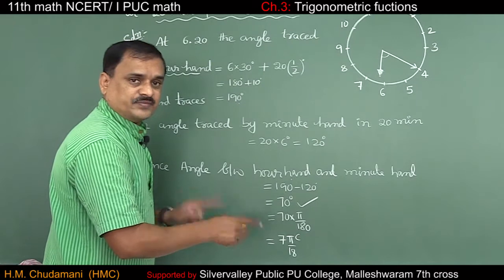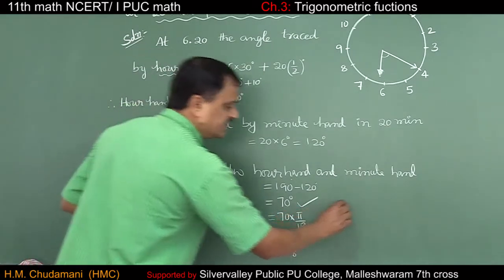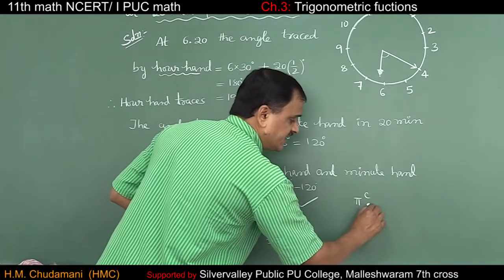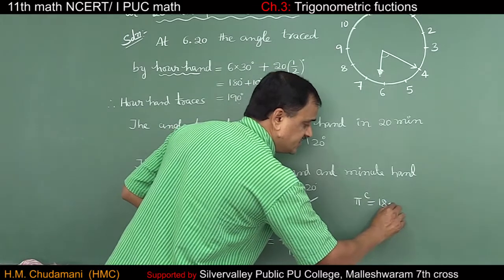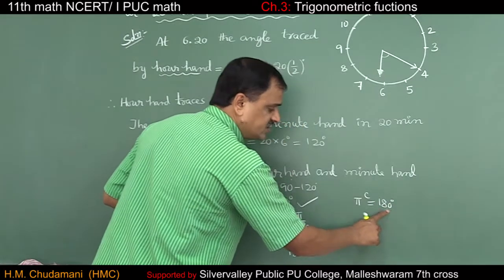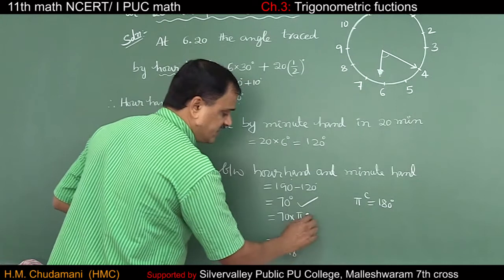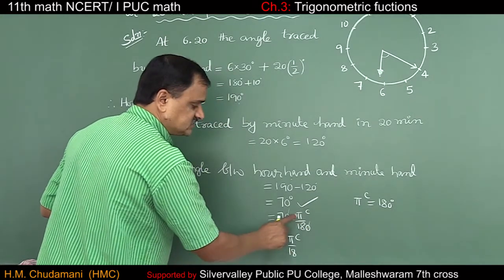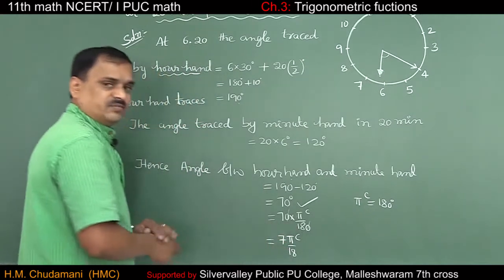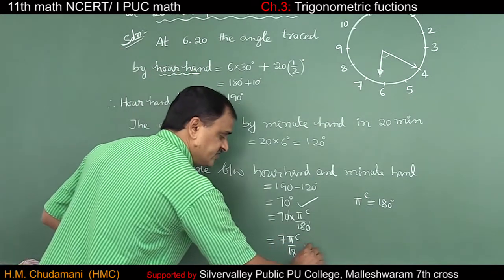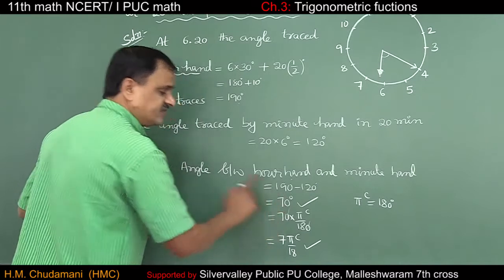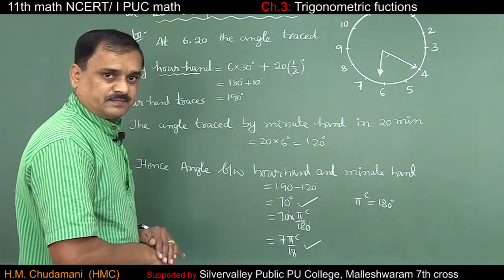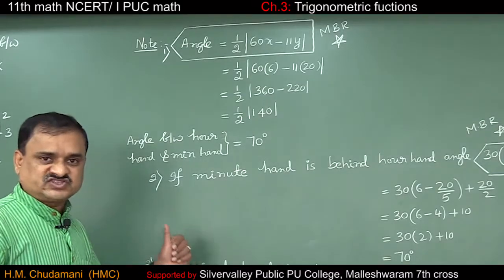That is the angle in degrees. If you want to convert that into radians, we know that pi radian is equal to 180 degrees, so 1 degree equals pi divided by 180 radian. So the 0 gets eliminated: 7 pi divided by 18 radian. This is the angle in radian, and this is the angle in degree. We have seen the standard method.